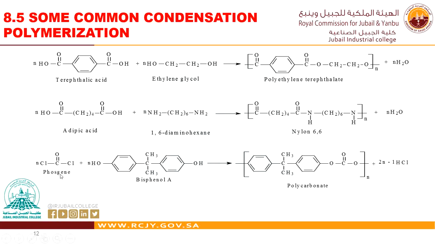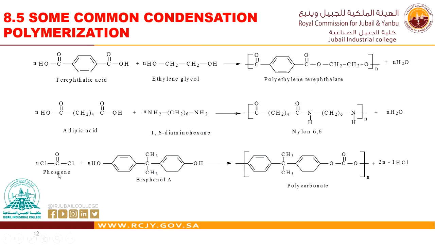We remember this is a special case monomer. The functionality is equal to 2, and here it has two functional groups, OH, OH. So the functionality is equal to 2. Functionality 2 plus 2 will give you a linear polymer, which we call polycarbonate. But phosgene is a very dangerous chemical. So in most cases, to reduce the risk of phosgene, most companies use diphenyl carbonate instead of phosgene.